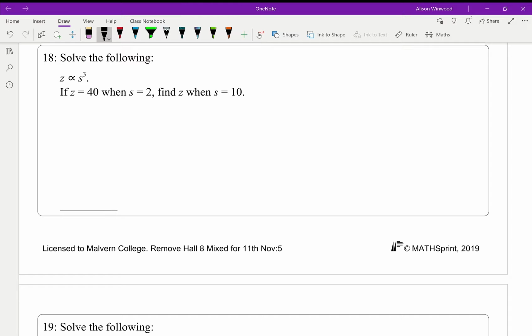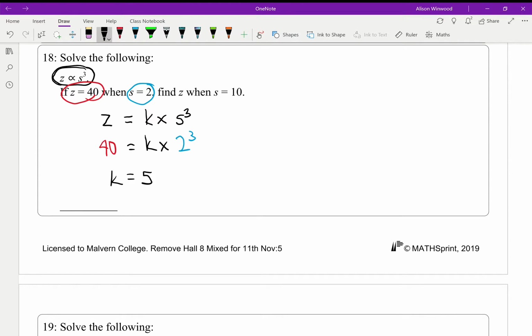The first step in proportion is always to change the question into an equation that has k times. So we're going to write this as z equals k times s cubed. Then we're going to replace z with 40, equals k times, and replace s with 2, so 2 cubed. We can then work out that k equals 5.